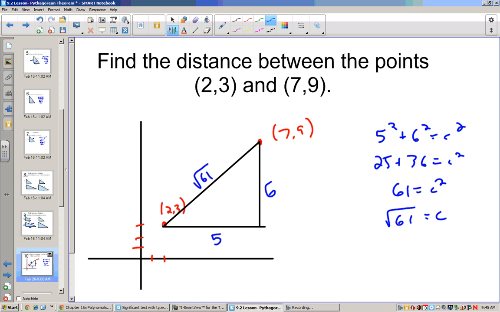Now 61, without a calculator, I don't know exactly what the square root of 61 is, but I do know that the square root of 64 is 8. So it should be a little bit less than 8, maybe like 7.8, 7.7, something like that.